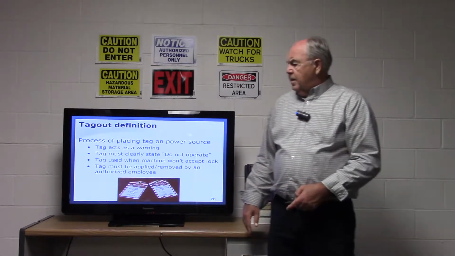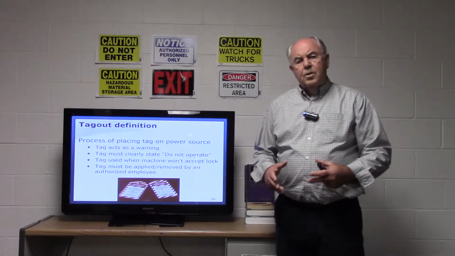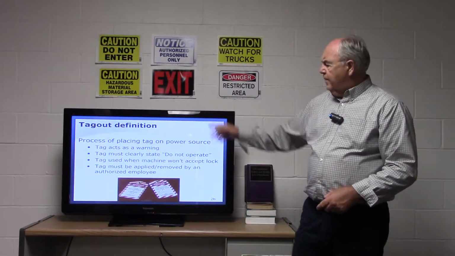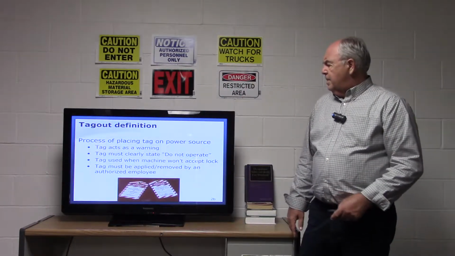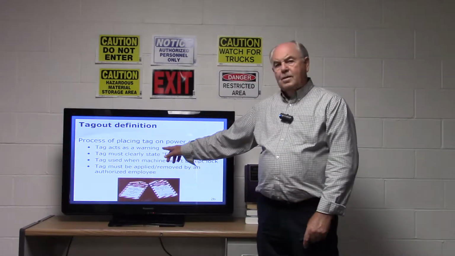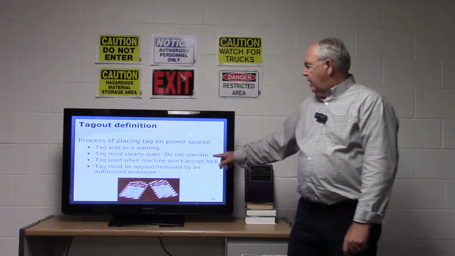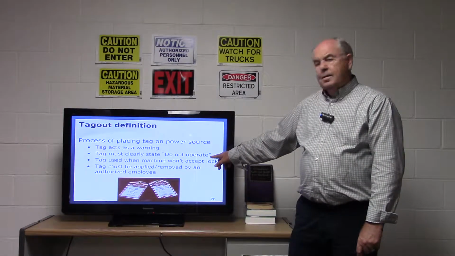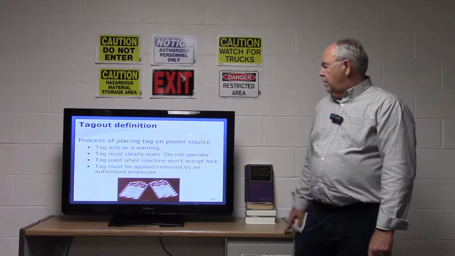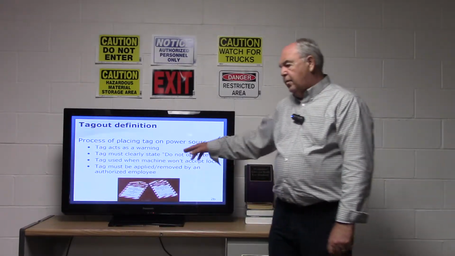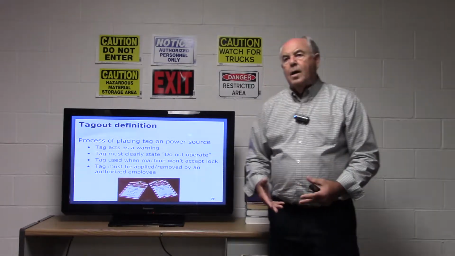Tagout definition, sometimes there are pieces of equipment where you can't put a lock on it. So now we have a tag. And the tag, the process of placing the tag on the power source, it acts as a warning, number one. The tag must clearly indicate do not operate. And the tag is used when a machine won't accept a lock.